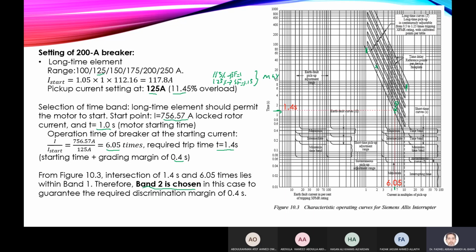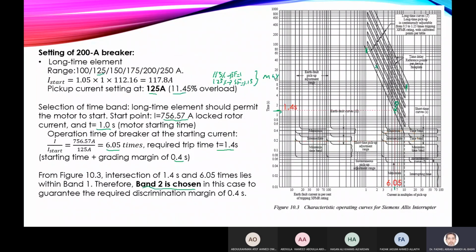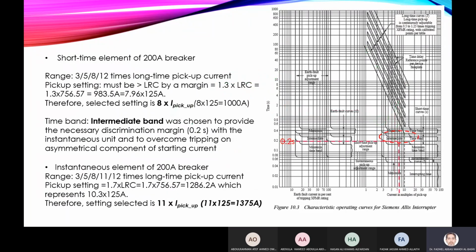All right, so that will give me a minimum of roughly 2 seconds operating time. Now I've finished the long time element. I want to choose the short time element, pickup and time. The short time is normally also used to detect locked rotor condition.